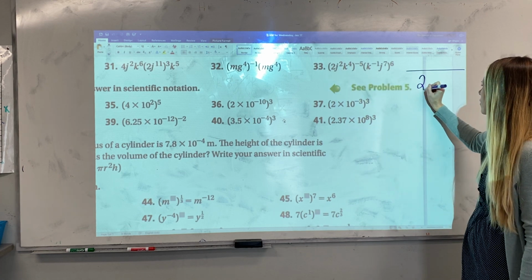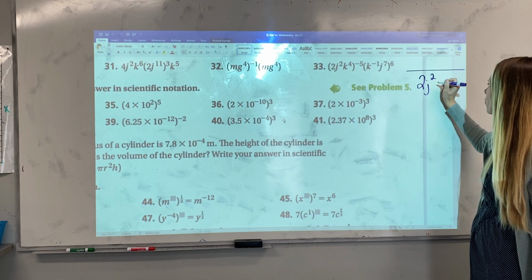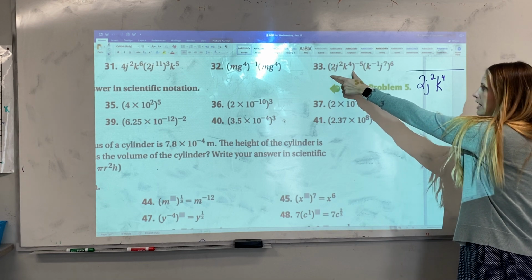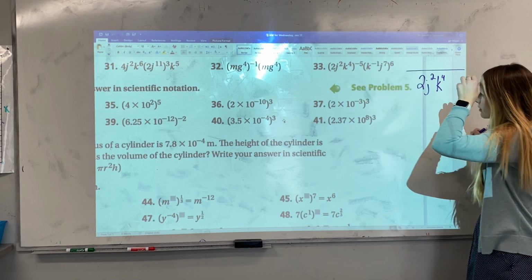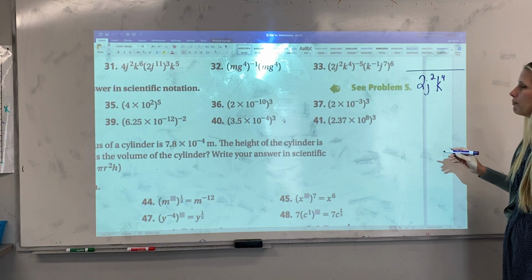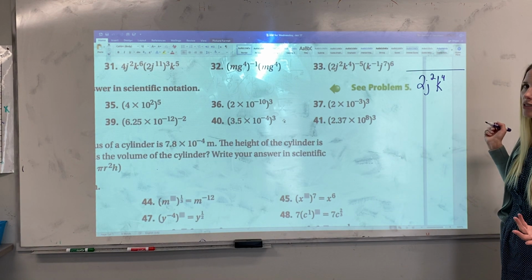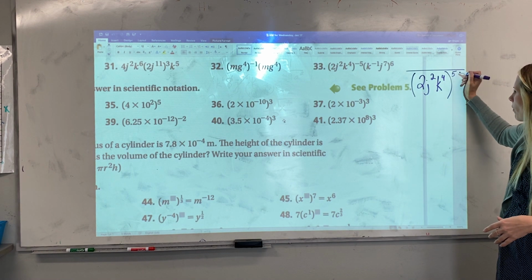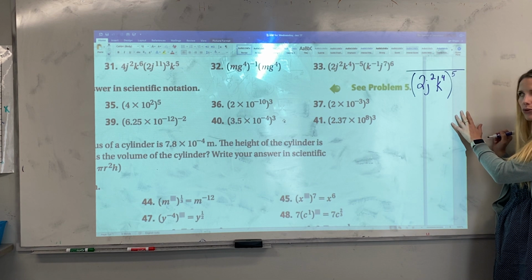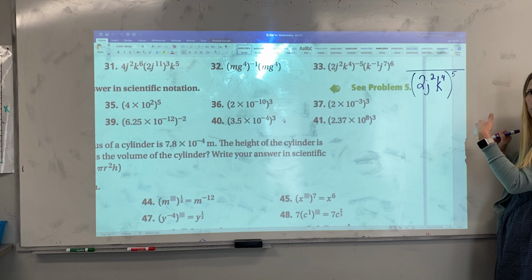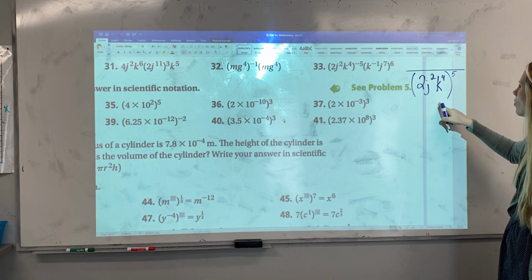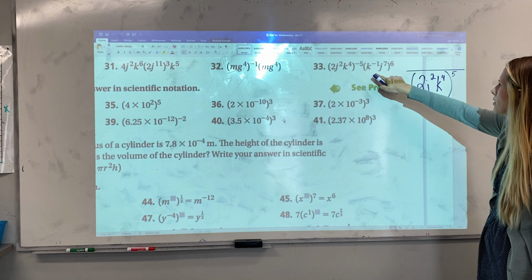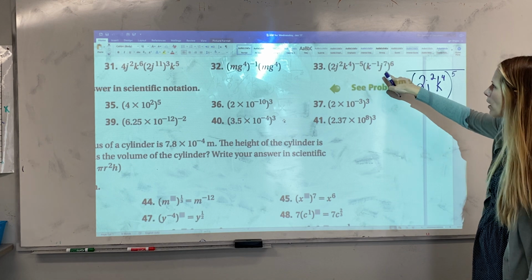2j squared, k to the 4th. Should we keep it in parentheses? Yes, because we didn't actually simplify it, we're just moving it to the denominator. Everything is still being raised to the 5th power. It just got a better attitude down in the basement. Is this okay to stay in the numerator? Yeah, for now, yes.